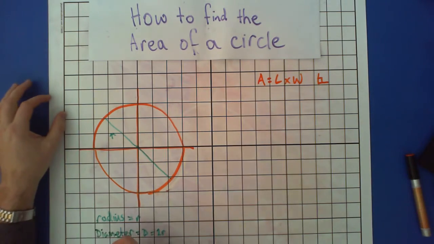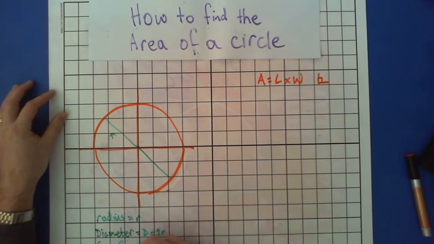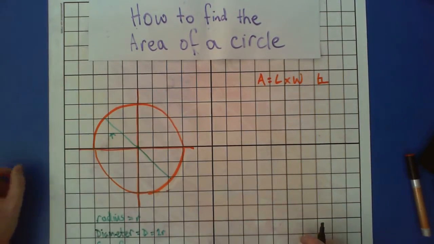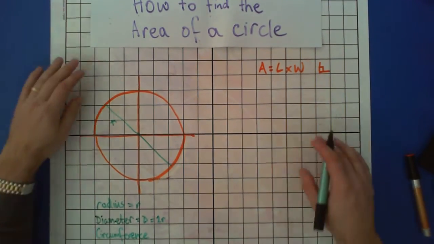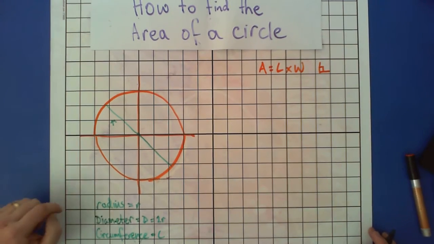And the last little bit of terminology is circumference. Now circumference is just our fancy word for the perimeter of a circle. It's called circumference, and we use the letter C for that. So that's the definitions that we need for a circle. Now we can get into actually how to find the area of a circle.